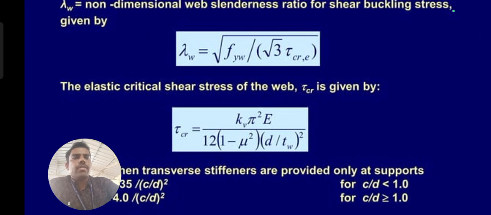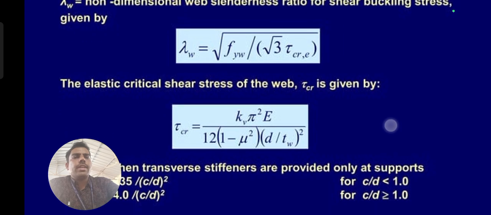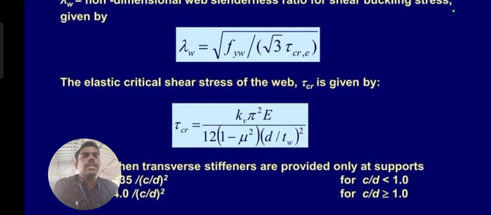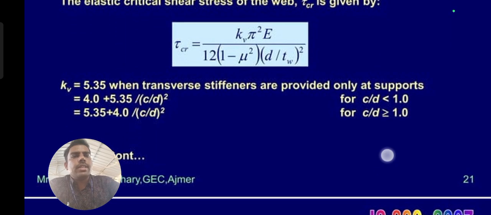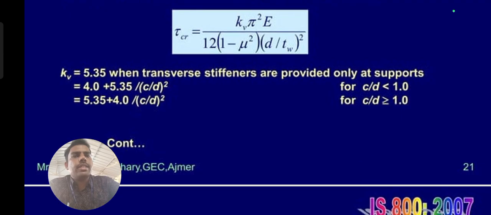See here, critical stress. How to find out the critical stress? We are using a different formula, that is kv pi square E by 12 into (1 minus mu square) into (d by dw) whole square. There are also some ranges for the kv value, that is c by d less than 1 or greater than 1. You have to check it. By using these ratios we use different formulas.